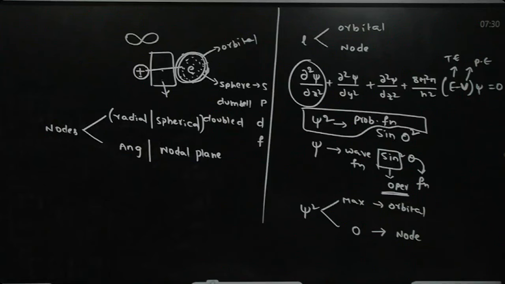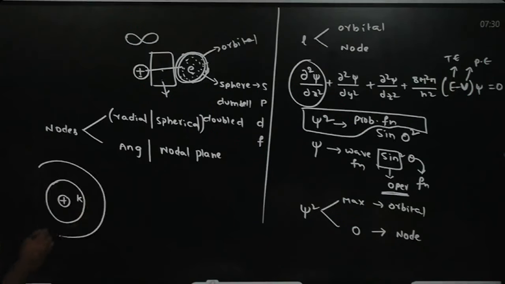So what is the difference between these two? ఒకసారి జాగ్రత్తగా చూడండి, కన్ఫ్యూజ్ అవ్వద్దు. రేడియల్ ఆర్ స్పెరికల్ నోడ్ అంటే ఏంటంటే, this is the nucleus I have. Here is my first orbit K. This is the second orbit L.